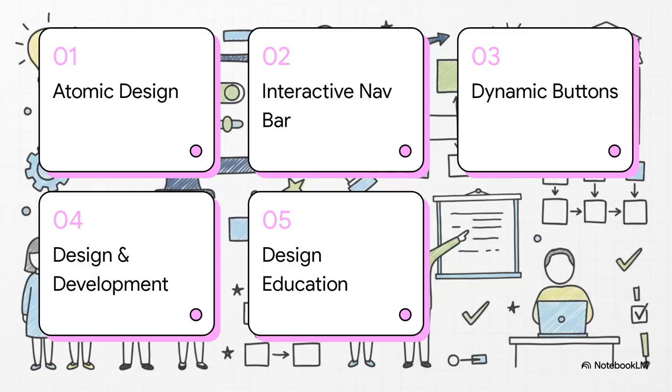So here's our roadmap. We'll kick things off with a core design philosophy called atomic design. Then we'll get our hands dirty with some fun, practical stuff, like building an interactive navigation bar and some dynamic buttons. After that, we pull back the curtain to look at the crucial relationship between designers and developers. And finally, we'll dig into a really fascinating case study on the state of design education in Pakistan. It's a lot to cover, so let's get going.